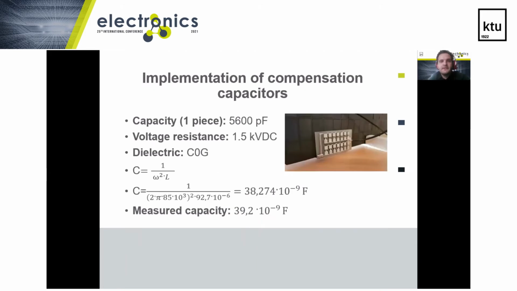Implementation of compensation capacitors. The value of the capacitance of the compensation capacitor was obtained on the basis of the Thomson relation. The capacitor consists of 14 series pairs connected in parallel, and the resulting capacitance of the compensation capacitor was 39.2 nanofarads. In the picture you can see the experimental model.